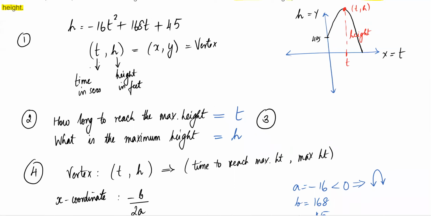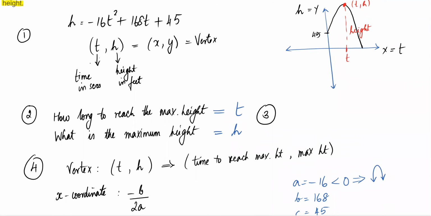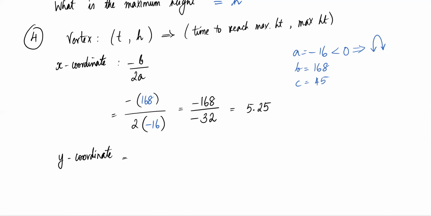Y coordinate, go back to the equation. It's not y equals something in x, but it's actually h equals something in t, right? So let's write that out. H equals negative 16 t squared plus 168 t plus 45. Let me quickly insert something here. The x coordinate is basically the t you're trying to find. That's the equation. And we're going to plug in 5.25 in all these places. Okay.